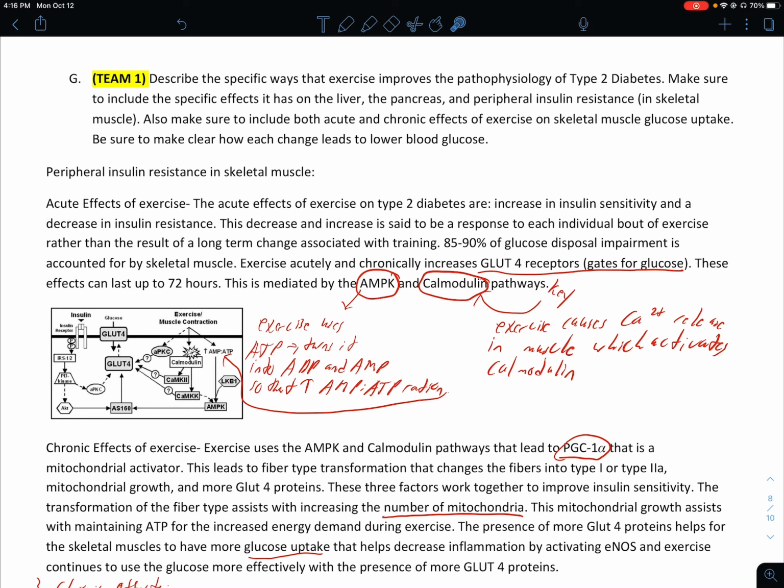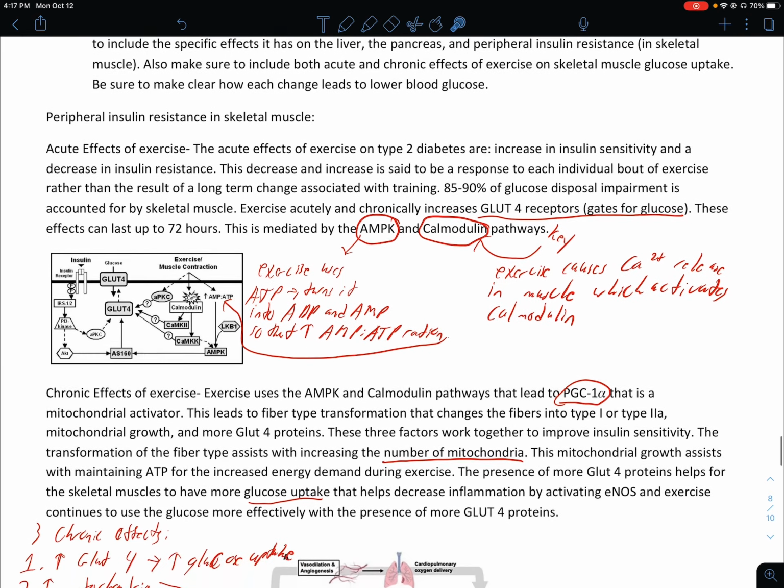AMP is what happens when we break down ATP to ADP, right? And then ADP even further to AMP, that's 1-phosphate. Okay, so that happens. We increase that ratio when we do a lot of metabolism, right? So exercise breaks down ATP, it breaks down ADP, and it increases this AMP to ATP ratio. So I want you to connect it directly to exercise, right? And then the calmodulin pathway is activated when calcium levels are high in the cell, right? We know that exercise causes a release of calcium inside the cell, so that directly activates calmodulin.